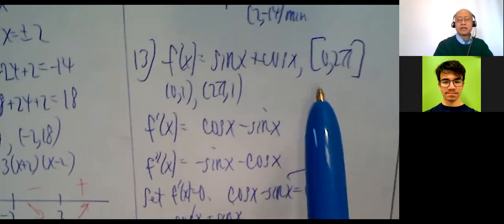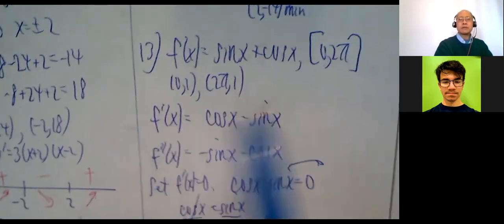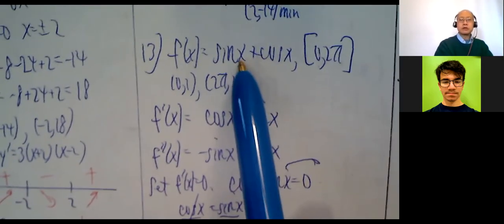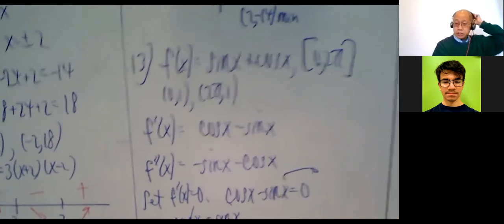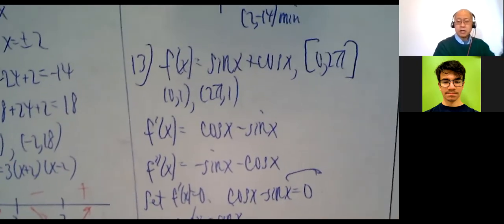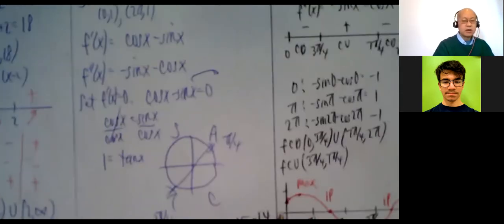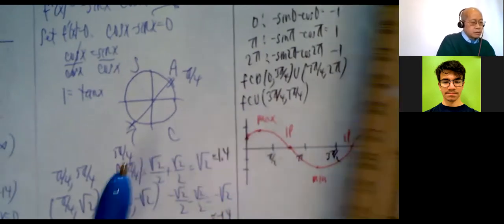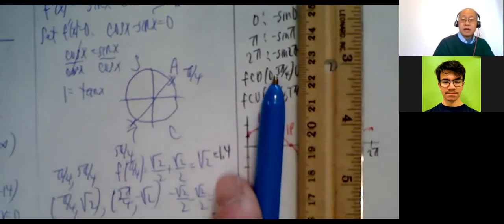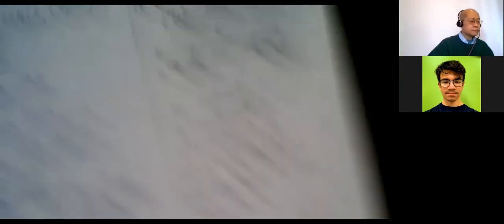Tomorrow you just have to give me absolute max and min, which means you automatically have to plug in the two endpoints. So I plug in 0. Sine of 0 is 0, cosine of 0 is 1. So 0, 1. And since you know the period is 2 pi, when you plug in 2 pi, you're also going to get 1. So I automatically have 0, 1 and 2 pi, 1. So right now for the graph, I have those two dots at the end.